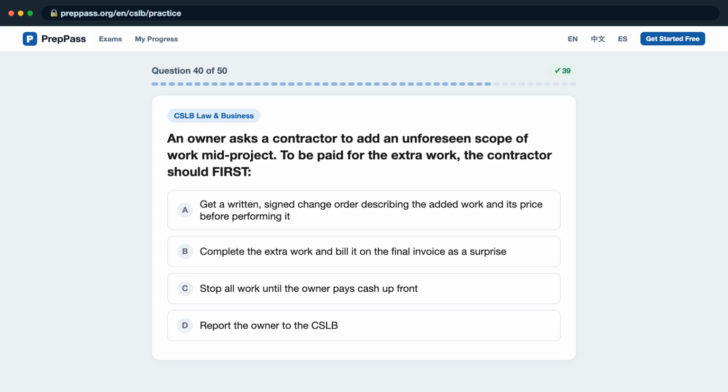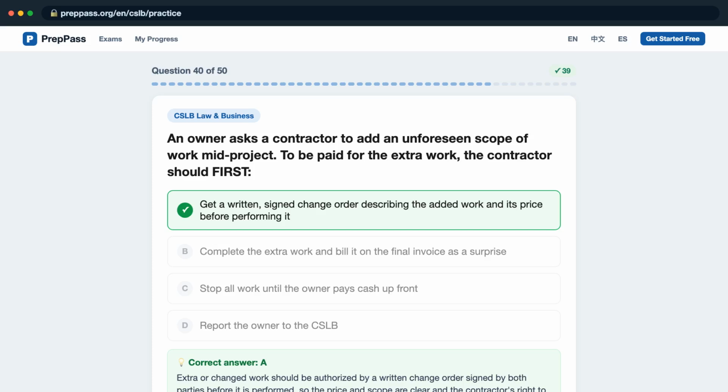Question 40. An owner asks a contractor to add an unforeseen scope of work mid-project. To be paid for the extra work, the contractor should first, is it A, get a written, signed change order describing the added work and its price before performing it? B, complete the extra work and bill it on the final invoice as a surprise? C, stop all work until the owner pays cash up front? D, report the owner to the CSLB? The correct answer is A. Extra or changed work should be authorized by a written change order signed by both parties before it is performed, so the price and scope are clear and the contractor's right to payment is protected.